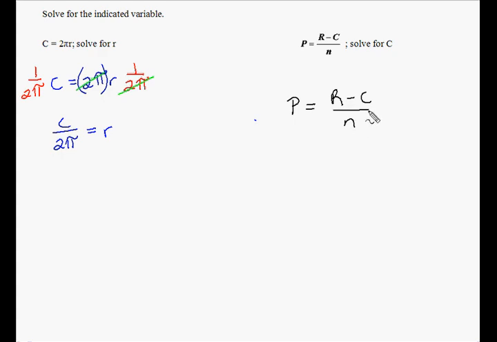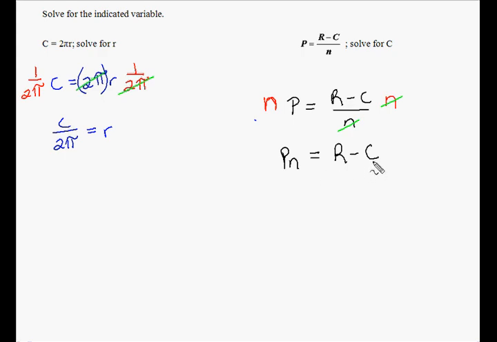Trying to get n alone, it's in the problem through this division, so I can multiply both sides by n. Again, I'm doing this so that I can reduce and try to get c alone. We now have Pn equals r minus c. And since this is multiplication, the commutative property says multiplying either way is the same thing.